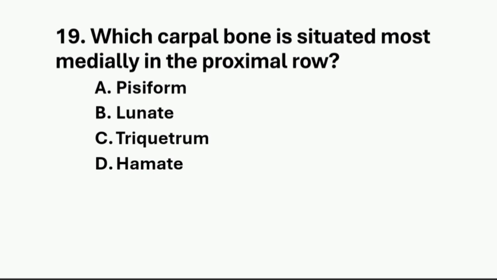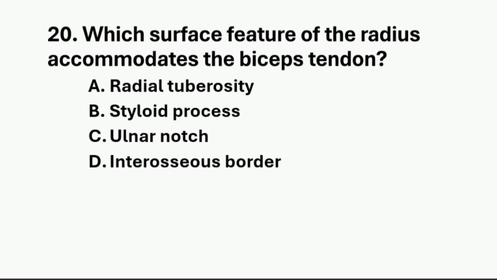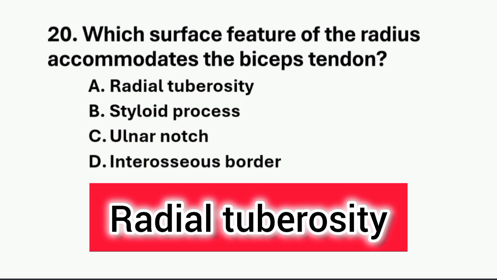Which carpal bone is situated most medially in the proximal row? Correct answer is option number A, pisiform. Which surface feature of the radius accommodates the biceps tendon? Correct answer is option number A, radial tuberosity.